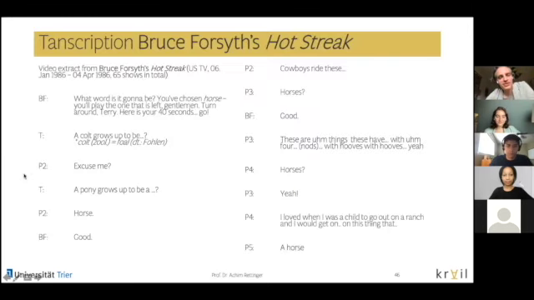So the interesting part you need to pay attention to is that this is always some kind of logical description of what a horse is, right? And this is quite interesting to look at. This is the first person describing a horse, and she says, a colt grows up to be a, and the second person asks, excuse me, I didn't understand what she was talking about. And then she rephrases and says, a pony grows up to be a, and then she immediately gets it, right?